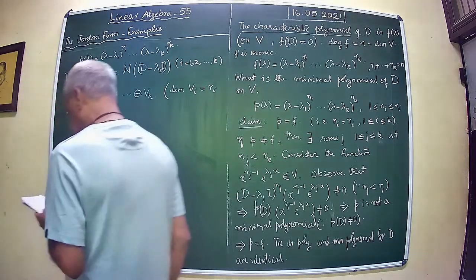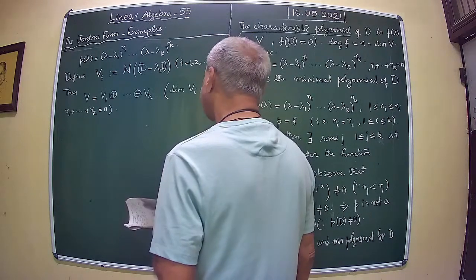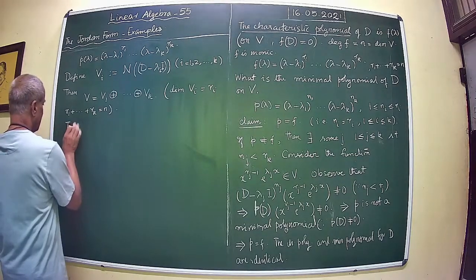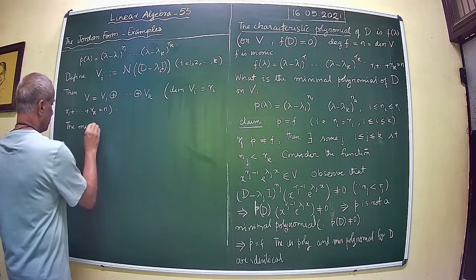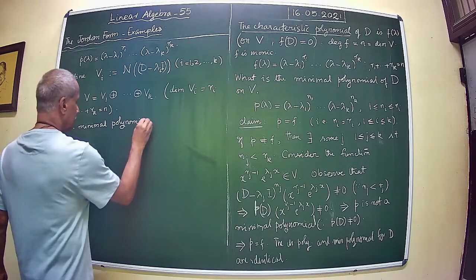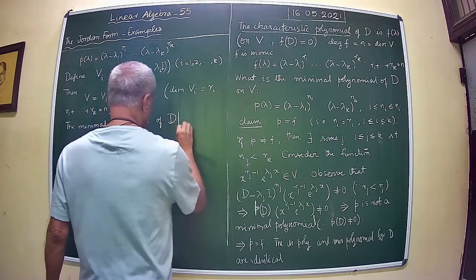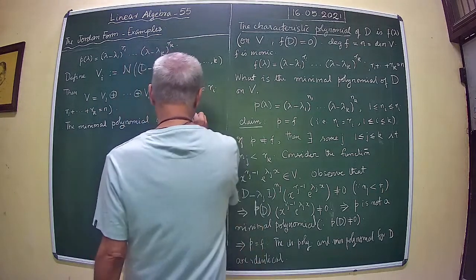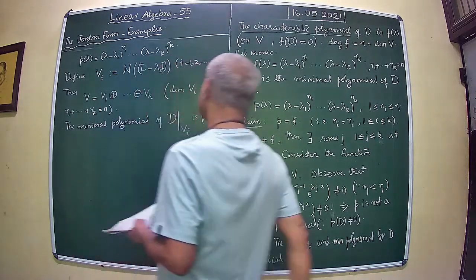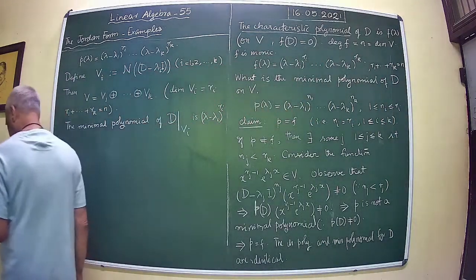Okay. Now what we have is the minimal polynomial of D restricted to Vi is lambda minus lambda I to the power R. If you want to call it, you call it Pi. Okay.